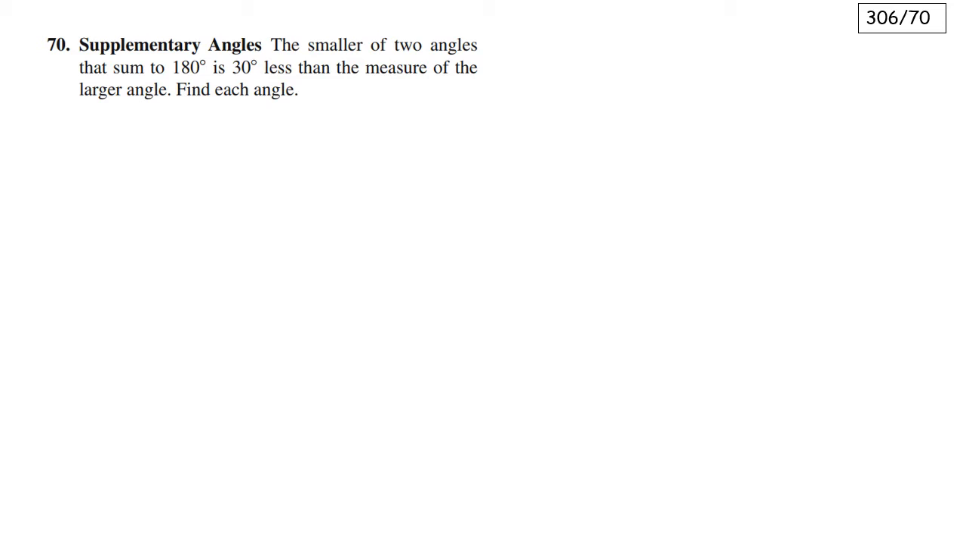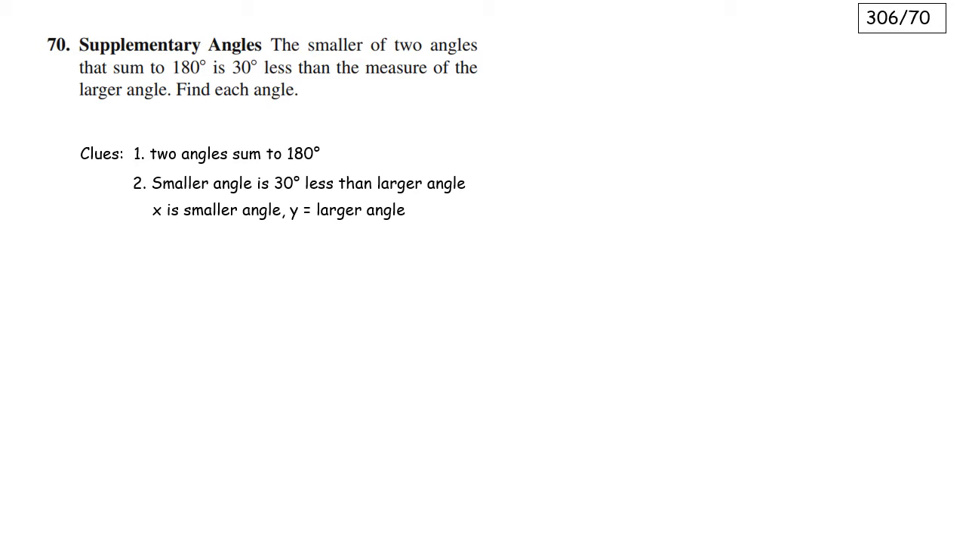Problem 70, page 306. The smaller of two angles that sum to 180 degrees is 30 degrees less than the measure of the larger angle. Find each angle. Let's take some clues from this word problem. The first is that two angles sum to 180 degrees. The next is that the smaller angle is 30 degrees less than the larger angle.